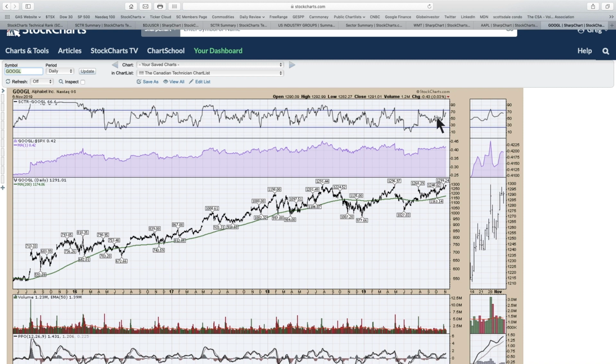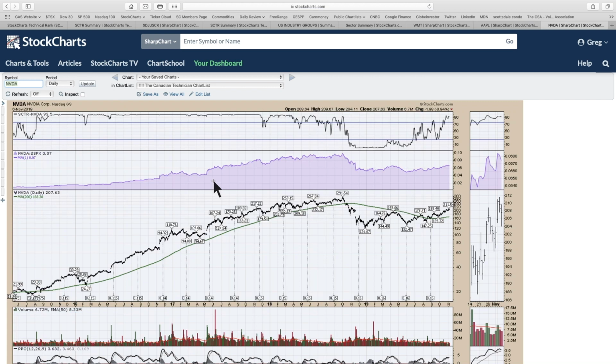So in general, is Google a great stock? Well, it's actually a pretty average stock. It just tracks the S&P 500 and oscillates between these two lines. If I go look at NVIDIA, it's different. It was a wonderful stock for a long period of time. And then the SCTR ranking started to tell us that this outperformance was starting to get weaker, so the stock started to decline, and then it fell apart.